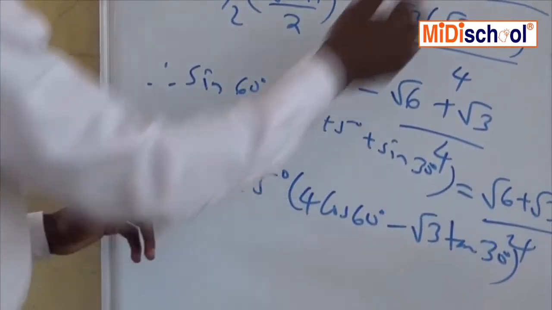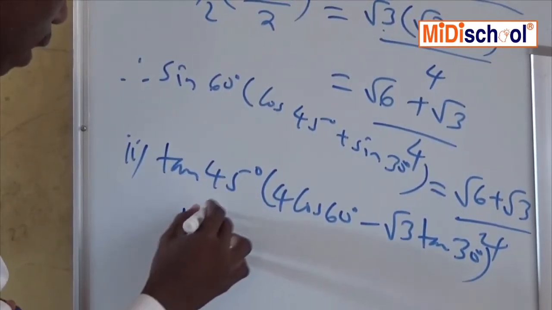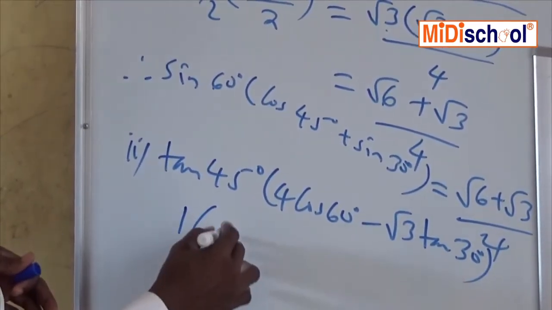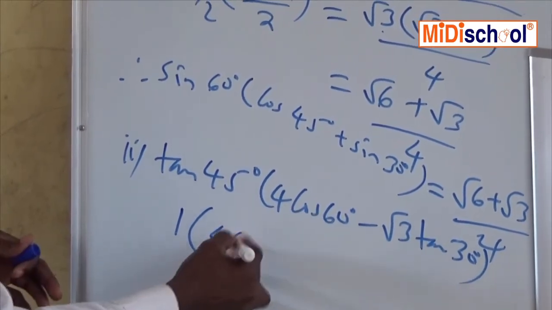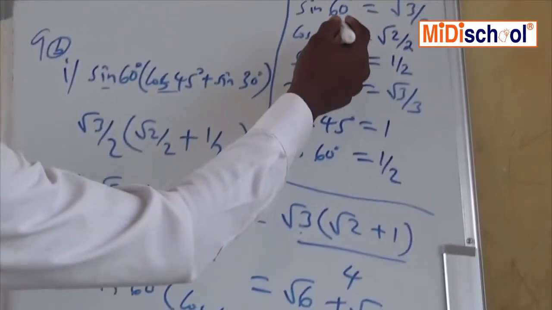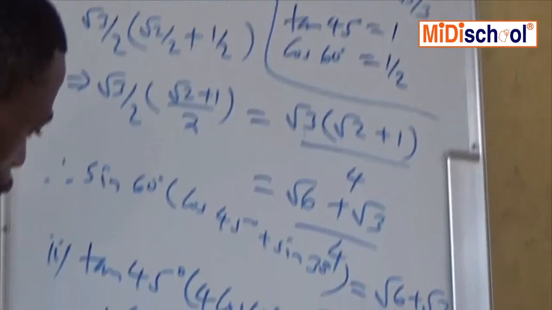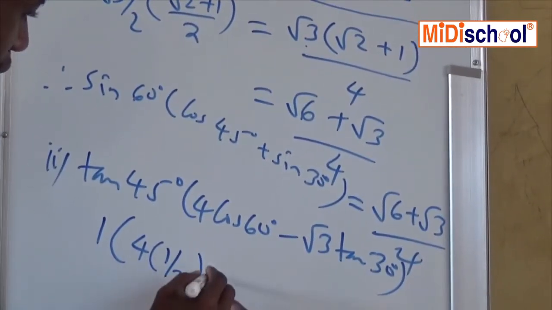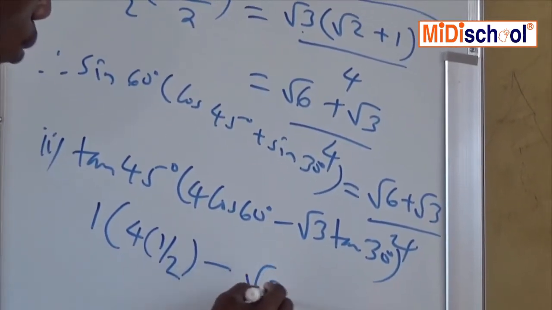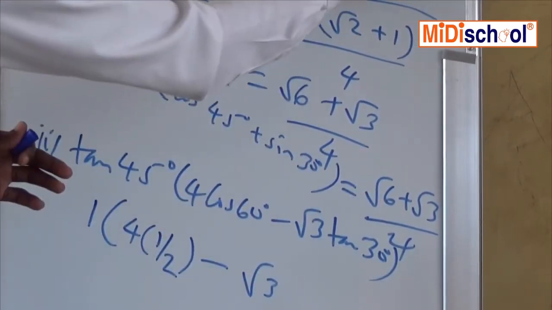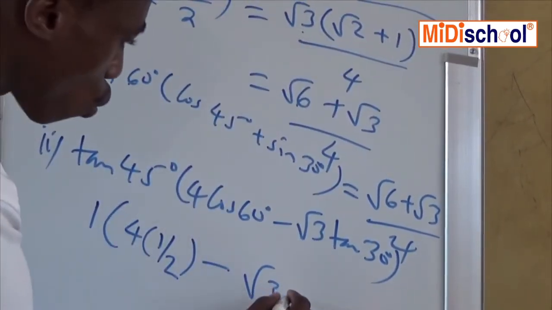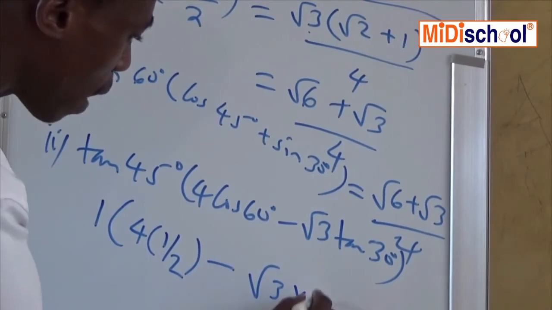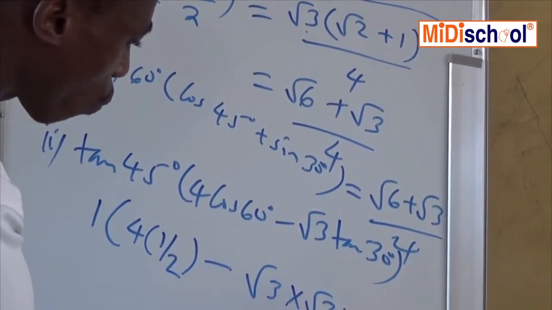So tan 45 is 1. So we have 1 there. But in the bracket, 4 multiplied by cosine of 60. What is cos 60? Cos 60 is a half. So 4 times a half. But this is going to be minus square root of 3 times tan 30. What is tan 30? Root of 3 over 3. So this is going to be multiplied by root of 3 over 3.